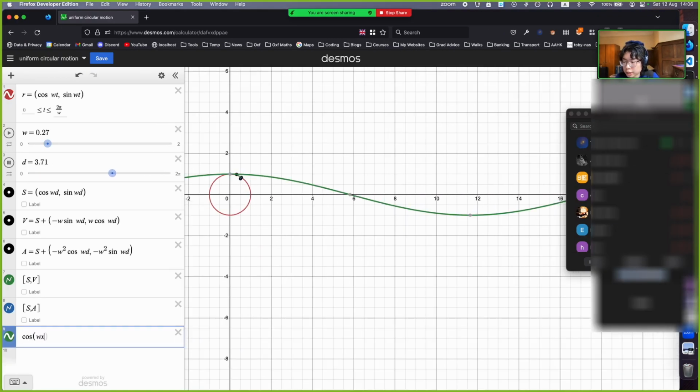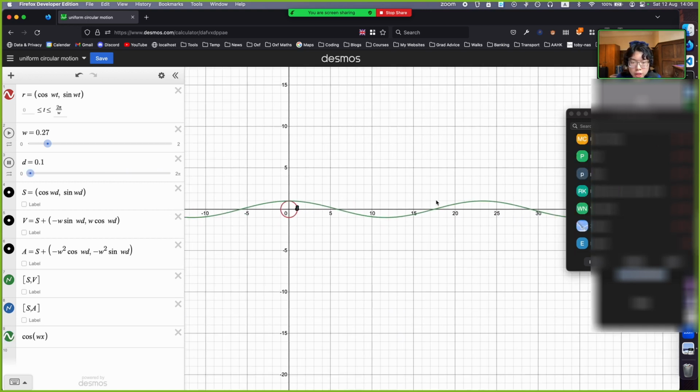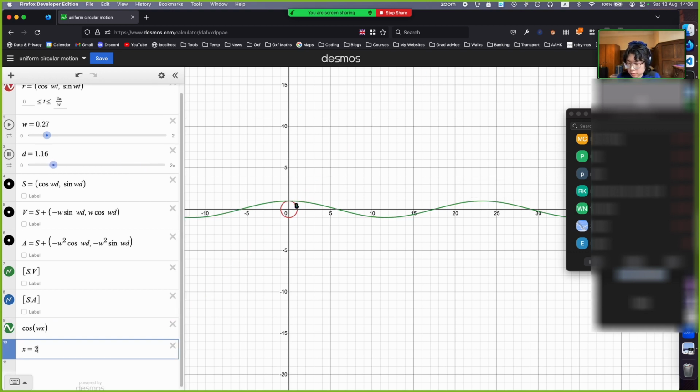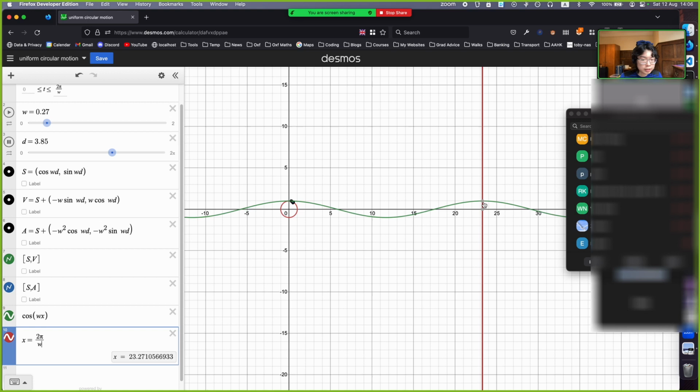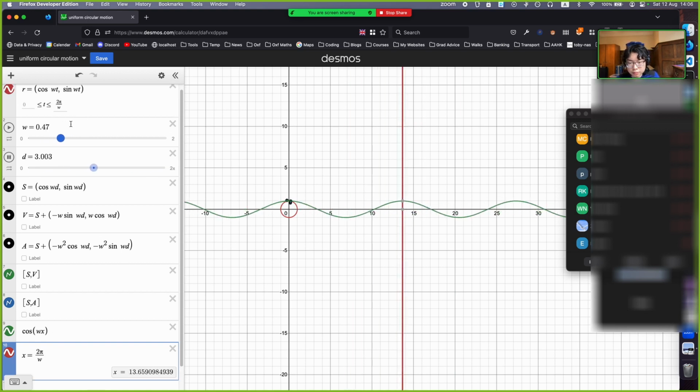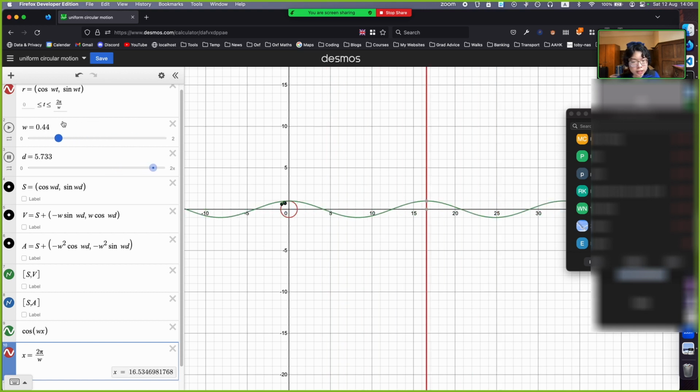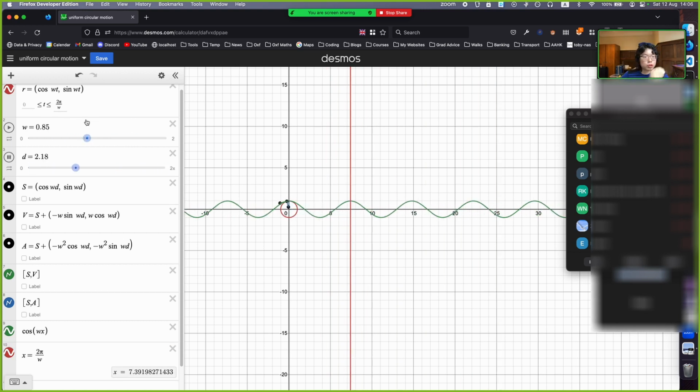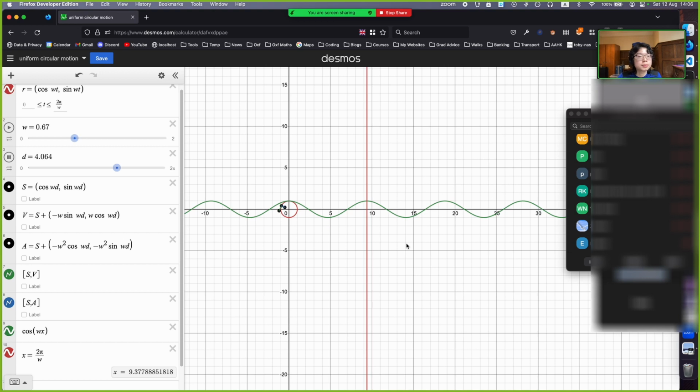Right, cosine of x. For cosine to go from 1, go down, and go back to 1 again, this distance is exactly 2 pi over w. We can actually see this on here, right? It's exactly 2 pi over w. And no matter what w is, it's going to go back to where it's supposed to go, the original position. That means it traveled around the circle exactly once in 2 pi over w time.